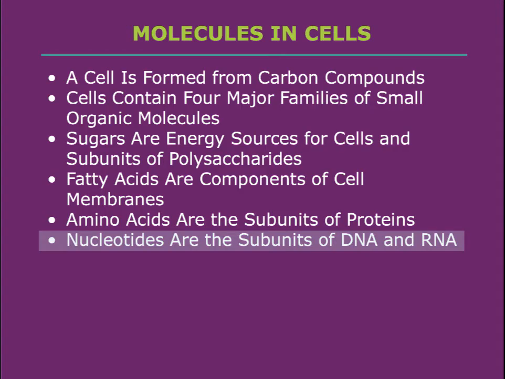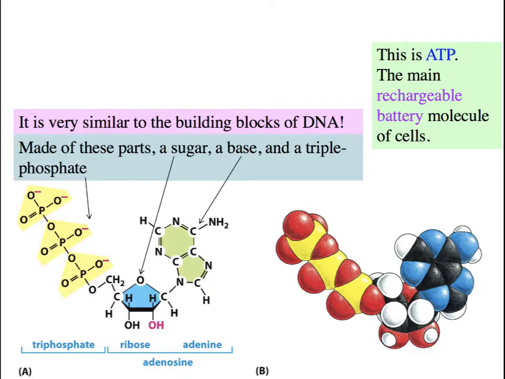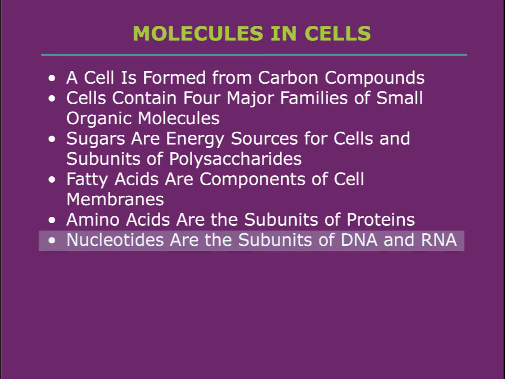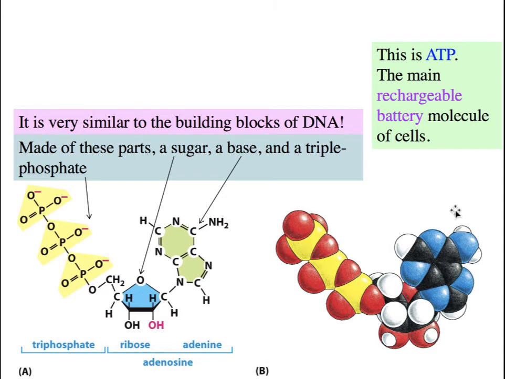The final large class of molecules found inside cells are nucleic acids, DNA and RNA, and they are constructed of subunits called nucleotides. Nucleotides are interesting in that they have many roles to play within cells. One of the most important nucleotides inside a cell is ATP, adenosine triphosphate. You may recall from basic biology that ATP is a very important energy-carrying molecule fundamental to living organisms. Indicated here is a cartoon representing the construction of an ATP molecule.